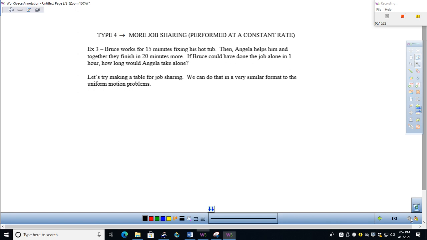So as I wrote on your sheet, and I'll go ahead and read this momentarily, we're going to try to make a table. So it says, let's try making a table for job sharing. I didn't do that last time around, but I think it's going to work nicely here. And we can do that in a very similar format to the uniform motion problem. So this is going to fit nicely. So do you remember for uniform motion, right away we just made our columns as distance, rate, and time. Well, for job sharing, what you can do is actually use the job, the rate, and the time.